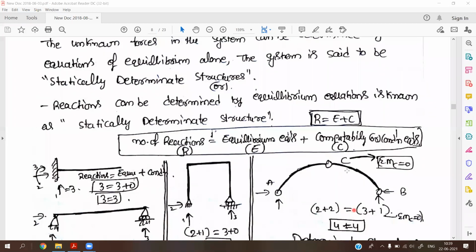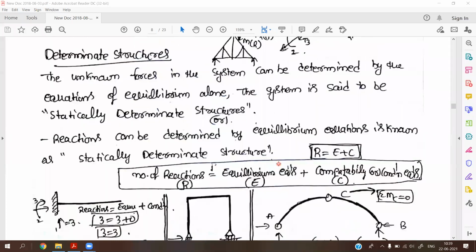So the three hinge arch is a determinate structure, the two hinge arch is not a determinate structure, it is an indeterminate structure. So three hinge arch is a determinate structure. Okay, this is about determinate structure.